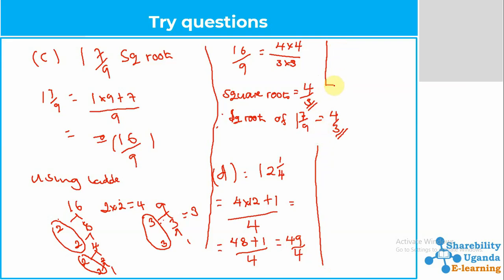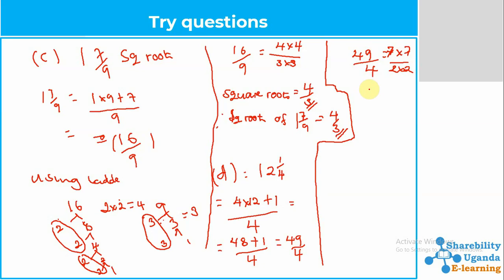Then from here we can now look at our number, which is now 49 out of 4. They just only want us now to find the square root of this. So which number can be multiplied by itself to get 49? We can have our numbers 7 times 7, then divide by 2 times 2. These numbers can give us this, right?